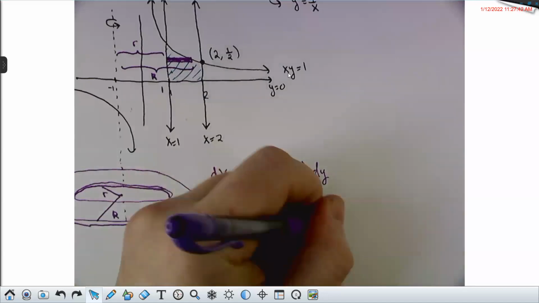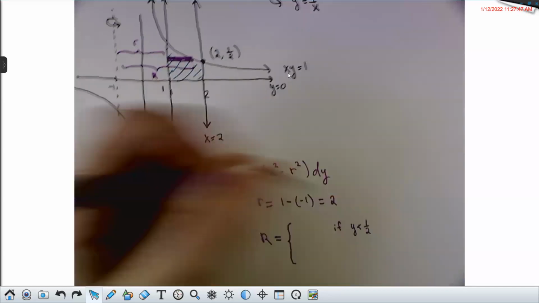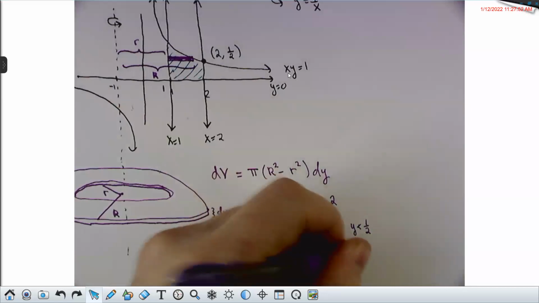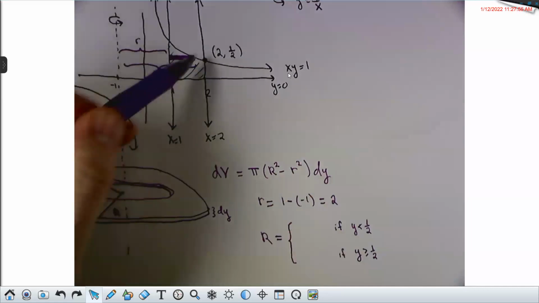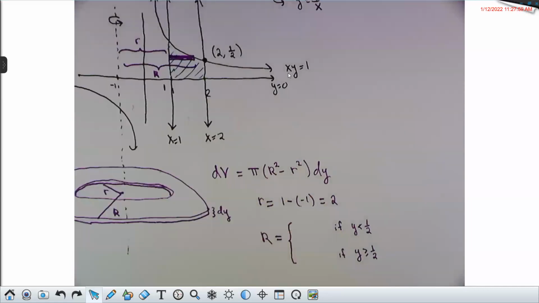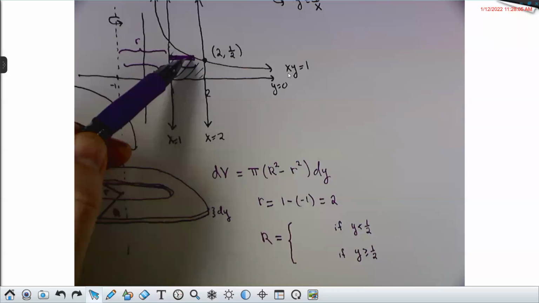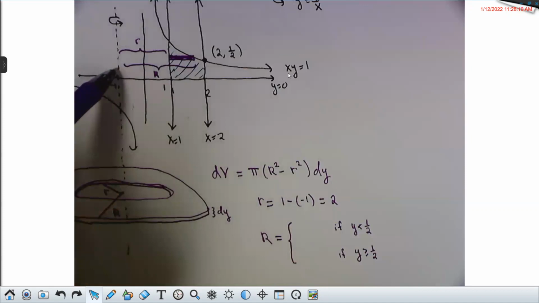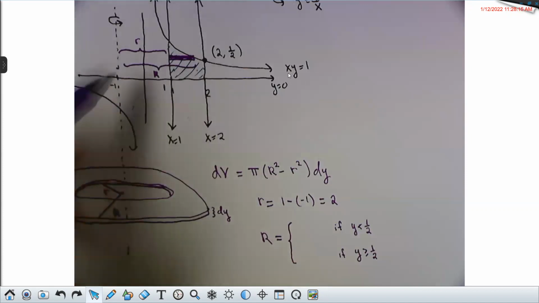So I'm going to split this into two cases. If y is less than 1/2, that's below this point, or if y is greater than or equal to 1/2, that's at this point or above. If the strip is below this point, if y is less than 1/2, then capital R is just the distance from here to here, which is the distance from 2 to -1, which is 3.